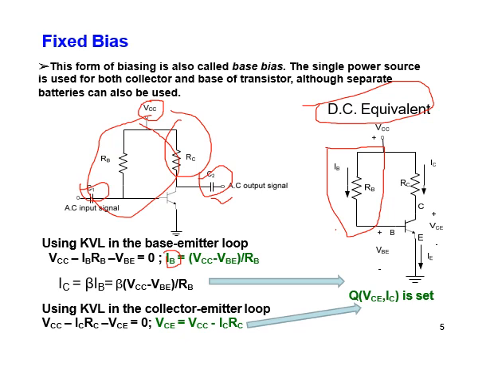Now here we will apply Kirchhoff voltage law on the output side also. Applying Kirchhoff voltage law on this loop, we will obtain the equation VCC minus IC RC minus VCE equals 0, so that VCE becomes equal to VCC minus IC RC. Now from these two equations, we will obtain the value of IC and VCE. These are the values at the quiescent point or the Q point of the BJT.